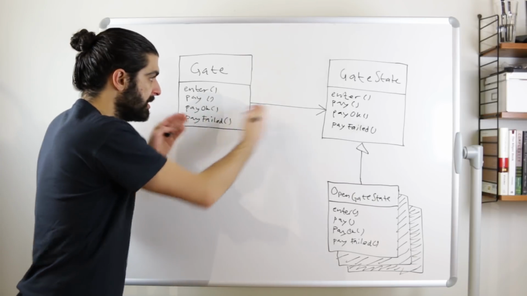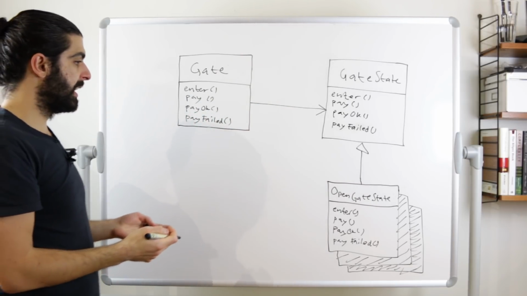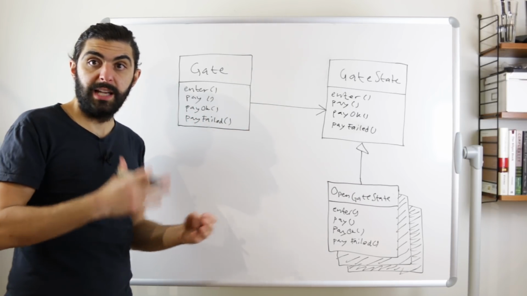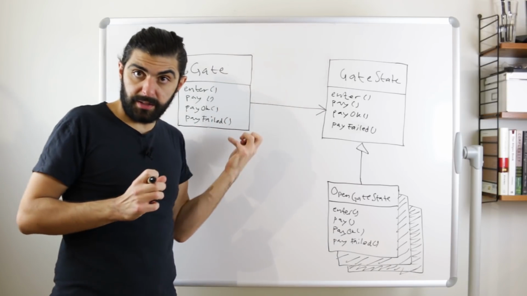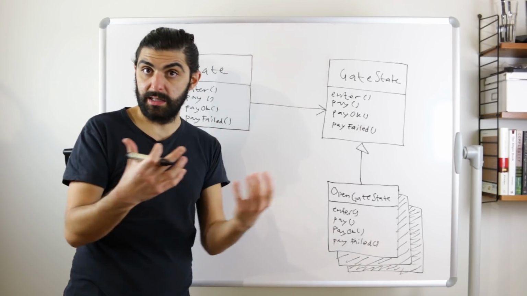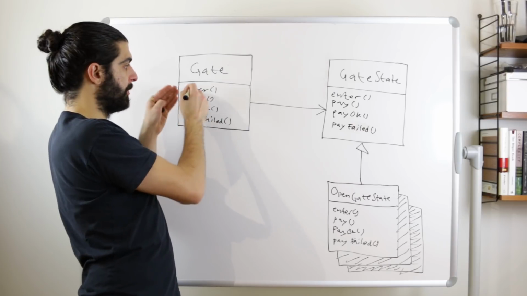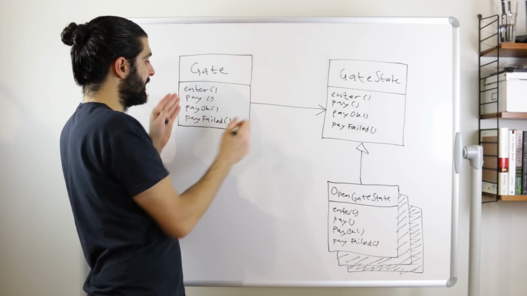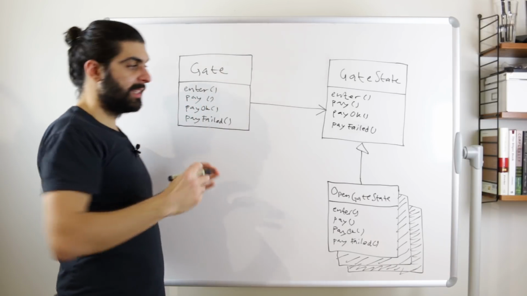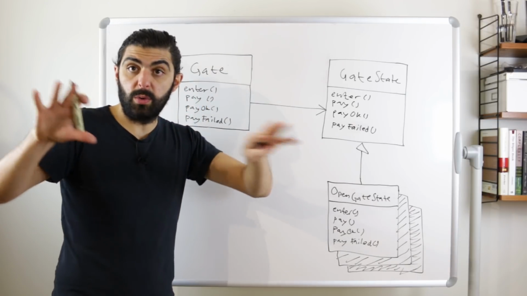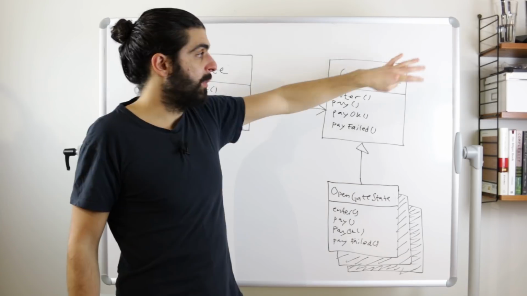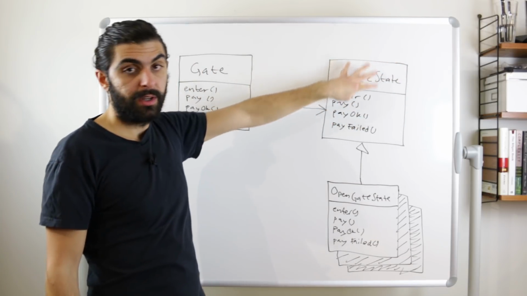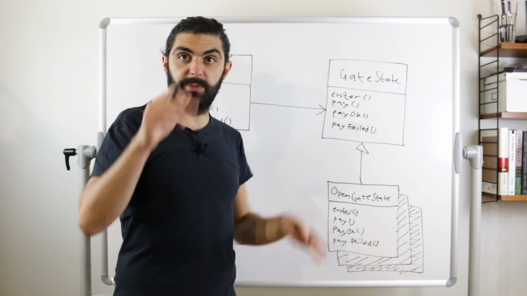The reason that we chose the same names is simply that we want to be able to handle each combination of a method and a state separately. So if enter from the gate's perspective would delegate to the same method in the gate state as, for example, the pay method would, then suddenly we are not able to handle all of the different combinations individually. And when I say combinations, think about the table that we drew before, the different cells.